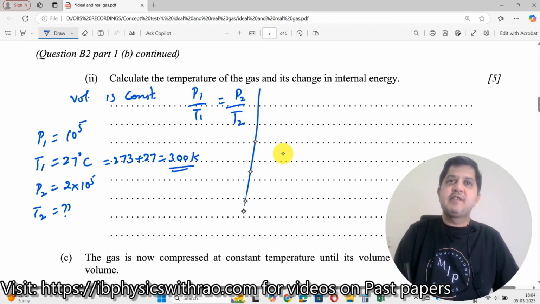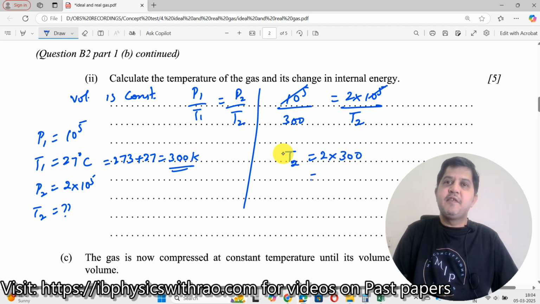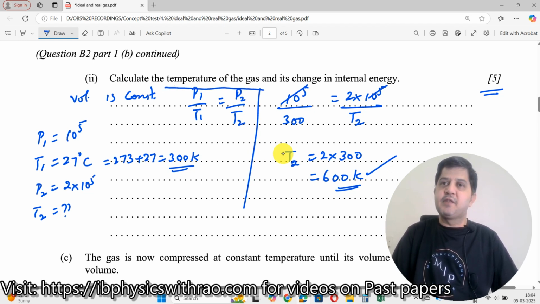So now let us substitute all of them. P1 is 10 power 5 divided by 300, which is equal to 2 into 10 power 5 divided by T2. Now 10 power 5 goes away. This 2 and T2 goes that side. T2 is equal to 2 multiplied by 300, which should be equal to 600 Kelvin. Now we have got the 600 Kelvin temperature. Okay, this was a 5 marks question. So we have calculated only one of them. Okay, we'll get 2 marks for this.